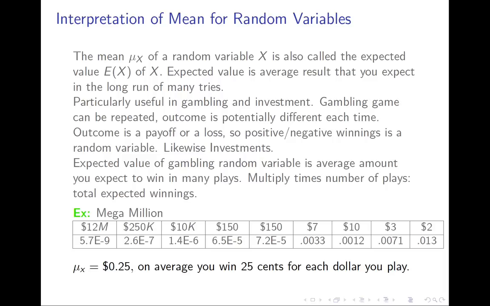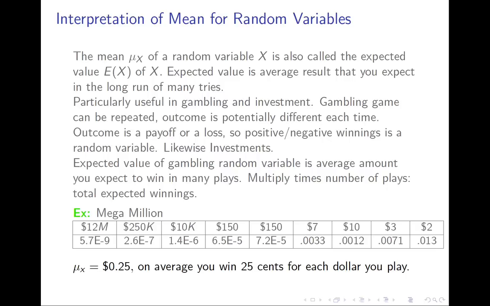That 75 cents figure tells you absolutely nothing about what's going to happen tomorrow if you go play. You might lose a dollar, probably. You might win a couple of dollars, maybe. You might win 12 million, highly unlikely. But you're not going to lose 75 cents. However, if you play the Mega Million every day of your life, when you're old and gray and you look back at the times you won big numbers, the times you won little numbers, and all the times you lost, you will find that you lost, on average, 75 cents per game.